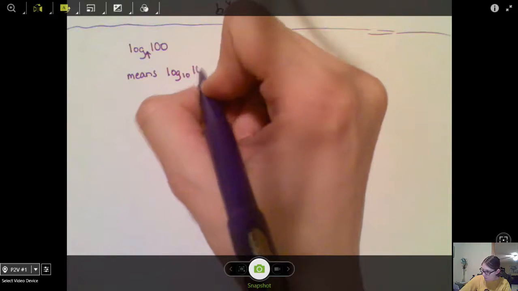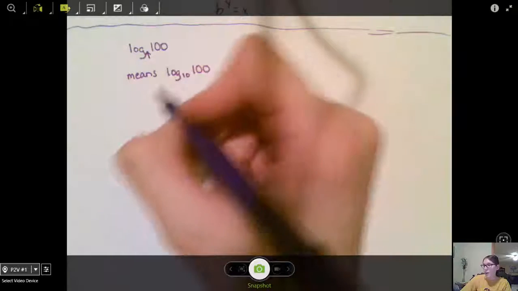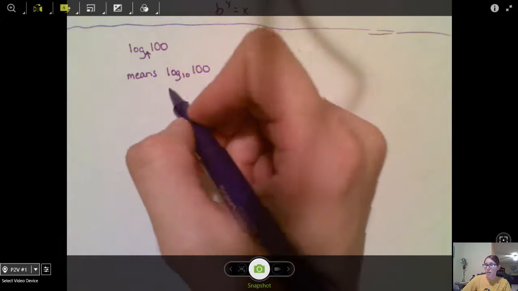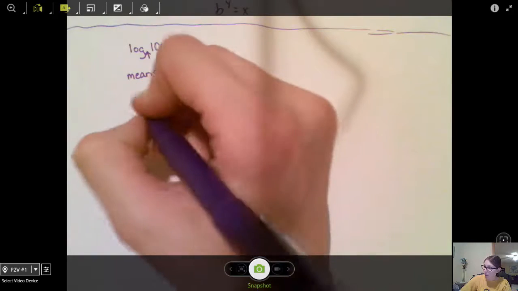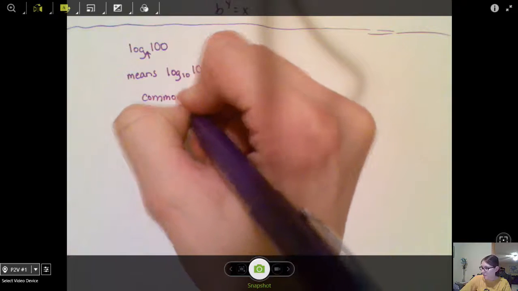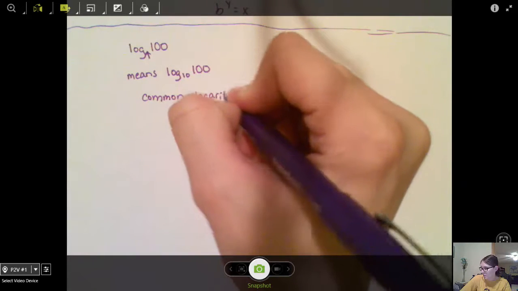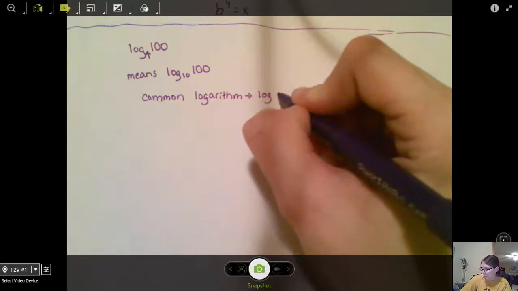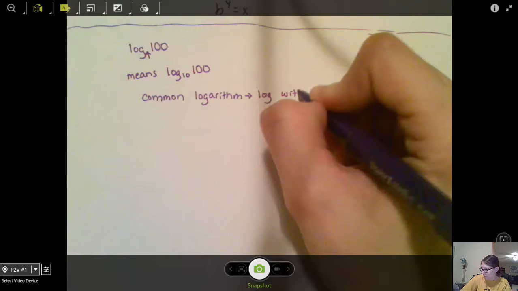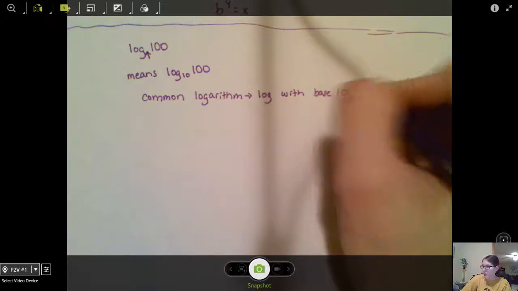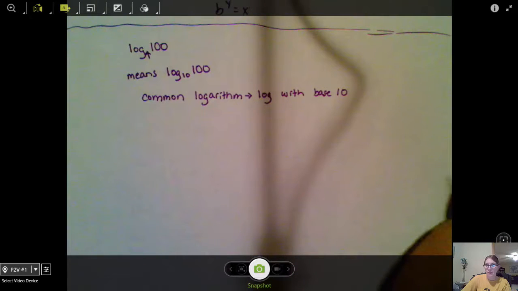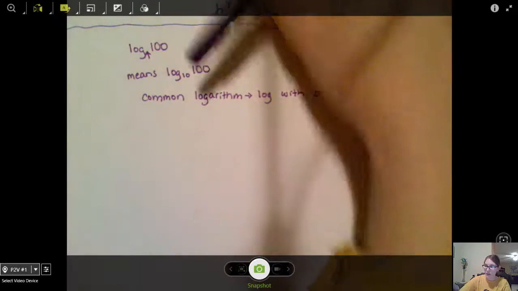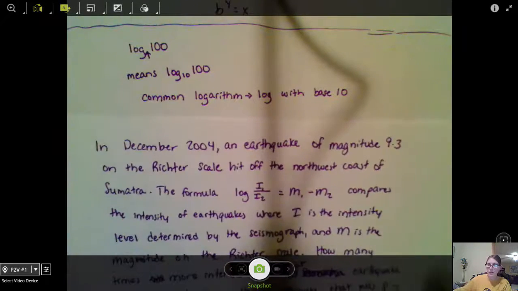So this means the same thing. Log base 10 of 100. If you have a log written that doesn't have the base there, the base is implied as 10, it's called a common log. So again, common logarithm is a log with a base of 10. Okay, and we'll see that actually in our example here. So this is example 3.